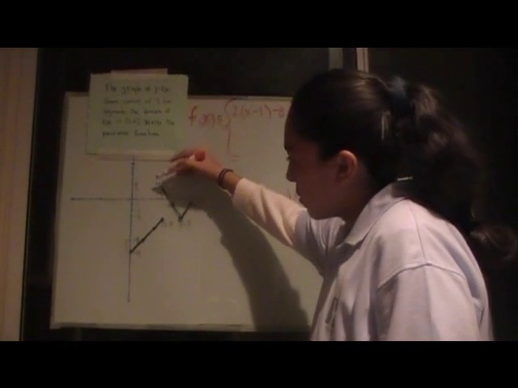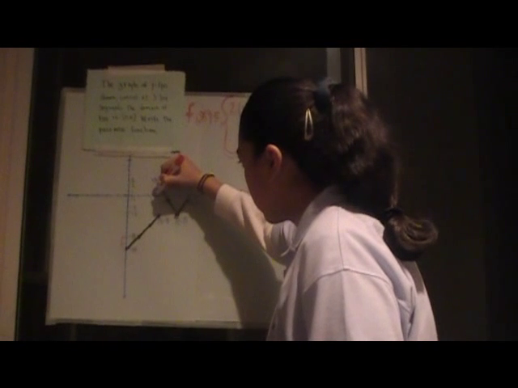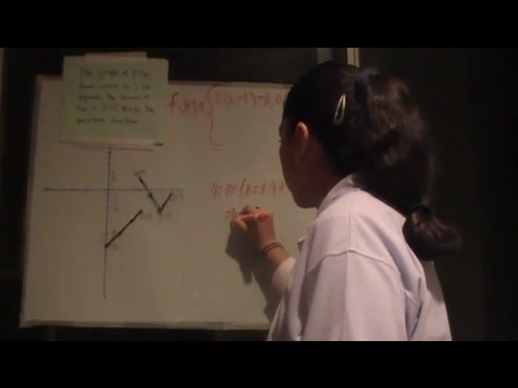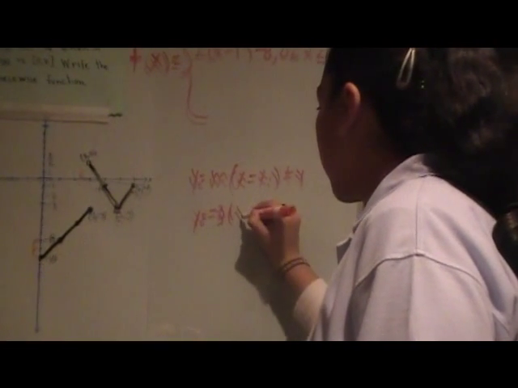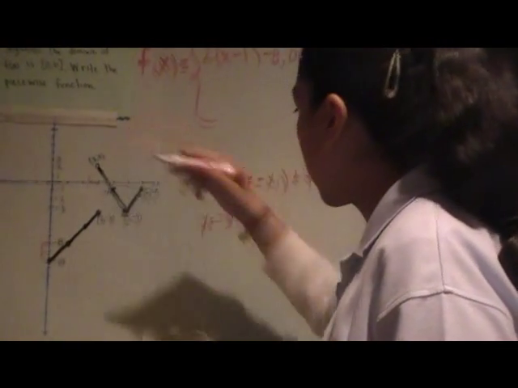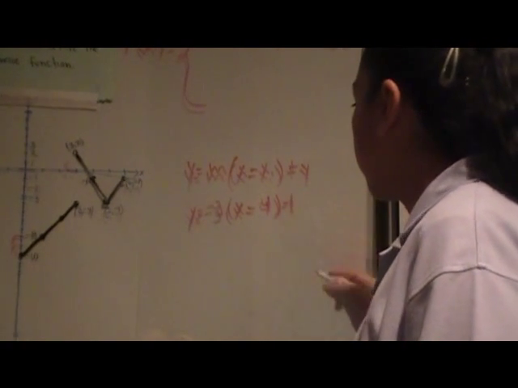Now for this next piece, our slope is down 1, 2, 3. So m here is negative 3. x minus, and then the point we will be using is (4, negative 1). So x minus 4, minus 1.